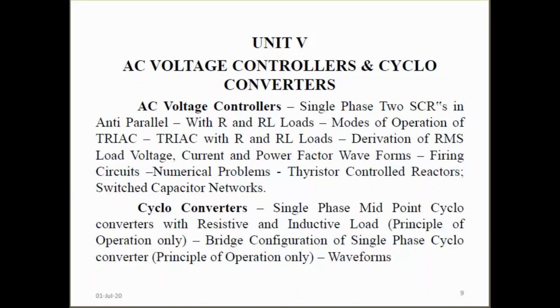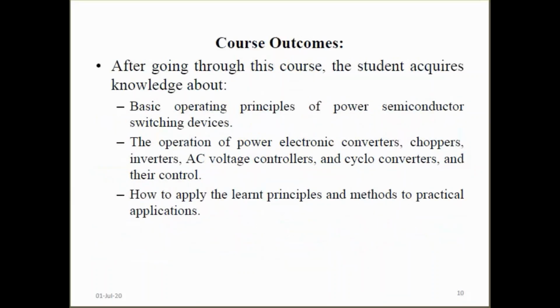So after seeing all 5 units in our course, we have course outcomes. After going through this course, the students acquire knowledge about basic operating principle of power semiconductor devices. So what are the power semiconductor devices and how they are operating is our first outcome. Coming to second outcome, the operation of power electronic converters, with rectifiers, choppers, inverter, AC voltage controller, cycloconverter and their control. So we need to know about the operation of each and every conversion operation.